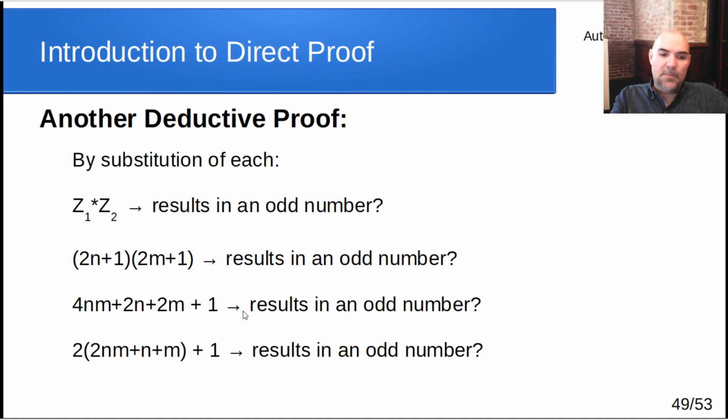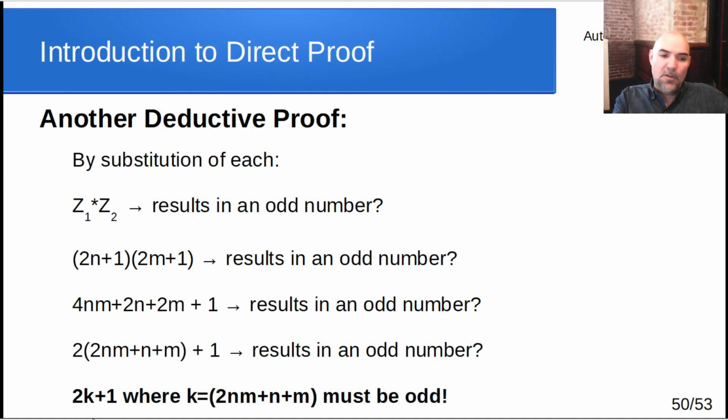And continuing on, we now factor a 2 out of the first part of this. So we factor a 2 out, and that gives us 2 times (2nm plus n plus m), plus 1. Does that result in an odd number? But notice now we have this form. This is 2 times some integer plus 1, which is the format for an odd number. So we say that's the same as 2k plus 1, where k is equal to the stuff that was in parentheses here. And we now know that has to be odd. And notice that I know that has to be odd without doing any testing whatsoever.